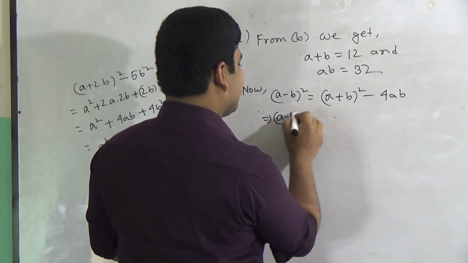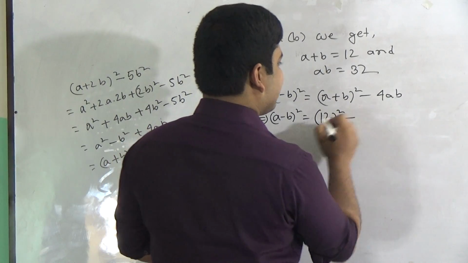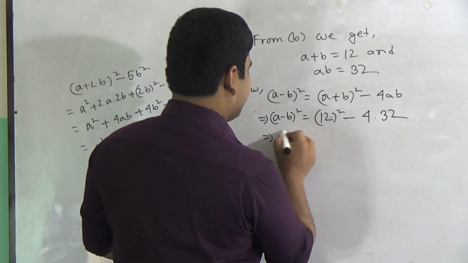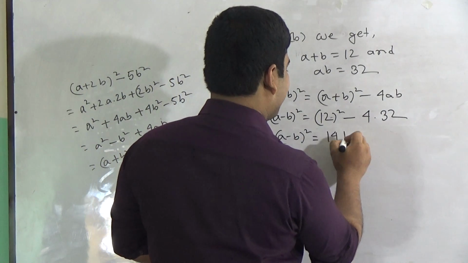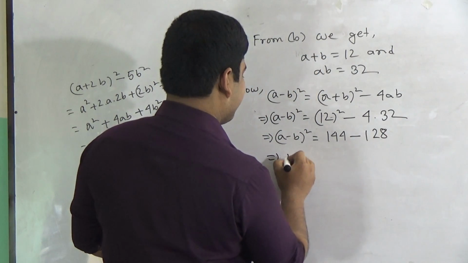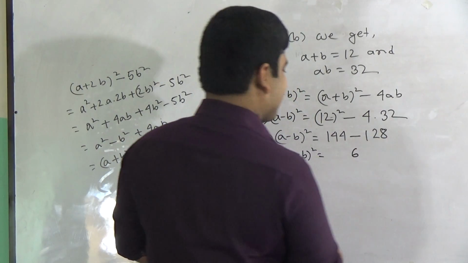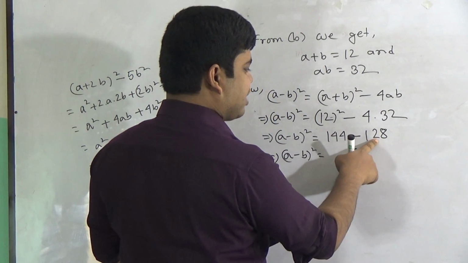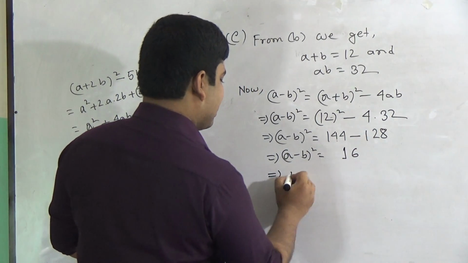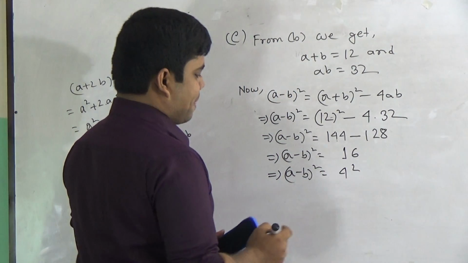Now (a − b)² equals the value of a + b, which is 12 squared, minus 4 into 32. Then (a − b)² = 144 − 4 twos are 8, 3 fours are 12. So (a − b)² = 8 from 14 is 6, carrying on, that one is added with 2 and it will be 3. Now we subtract 3 from 4 and we get 1. So (a − b)² = 4².